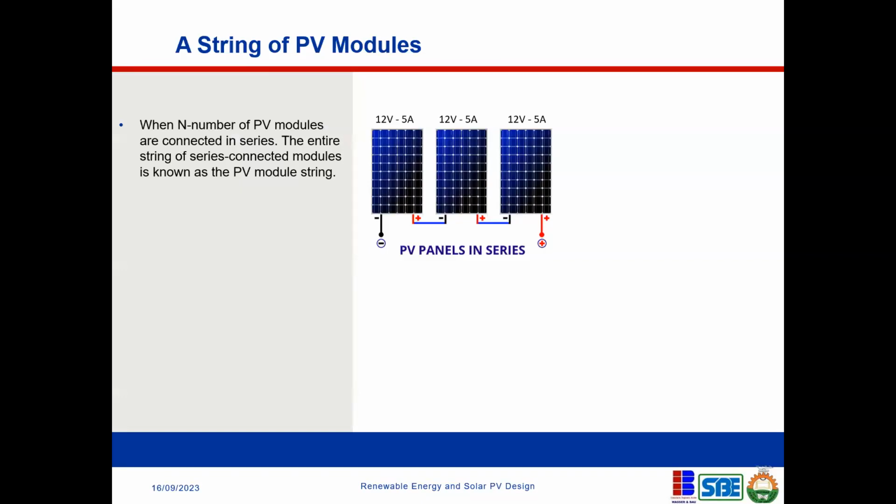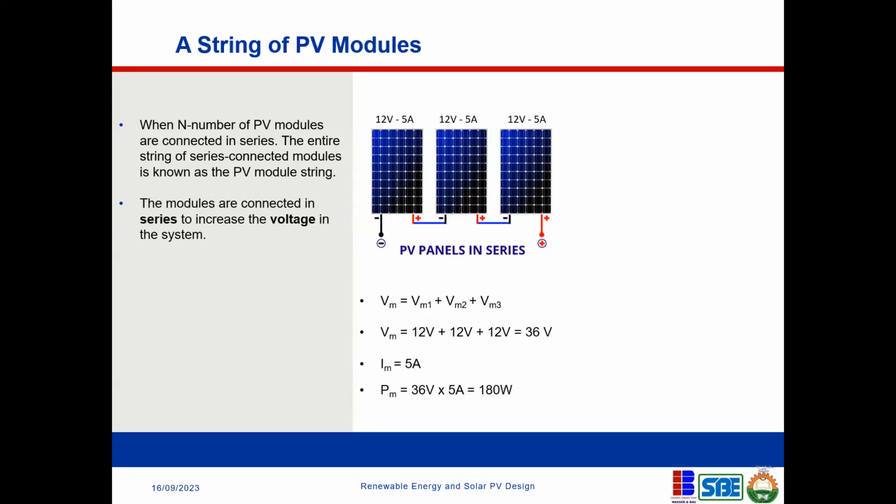So a string of PV modules. When n number of PV modules are connected in series, where n could be 3, 4, or 6, the entire string of connected modules is known as a PV module string. I think we've talked about connection of PVs, PV strings. We have a certain number of modules connected in series, then we call them a PV string. So the modules are connected in series to increase the voltage in the system.